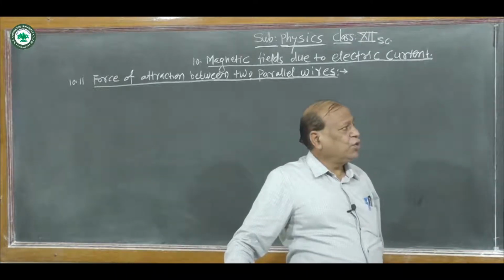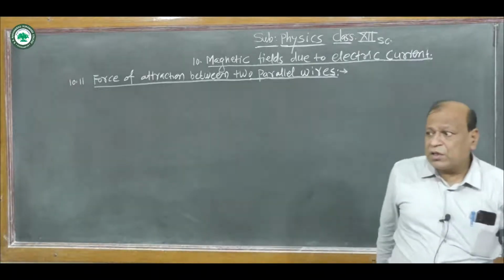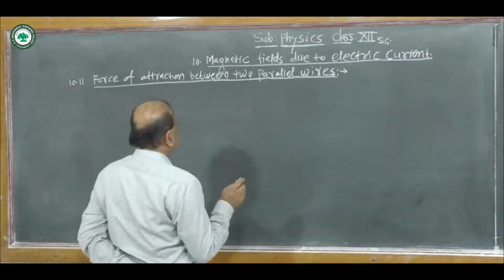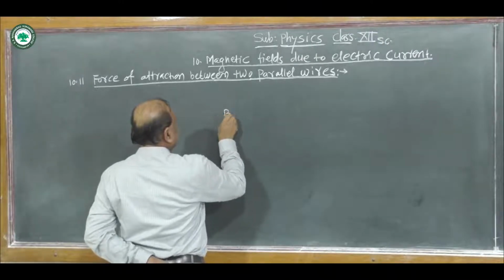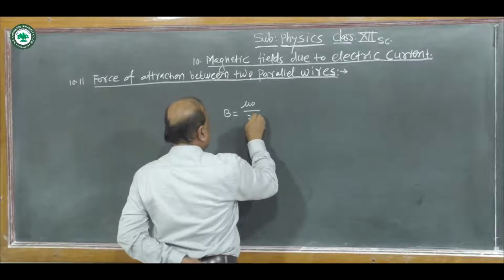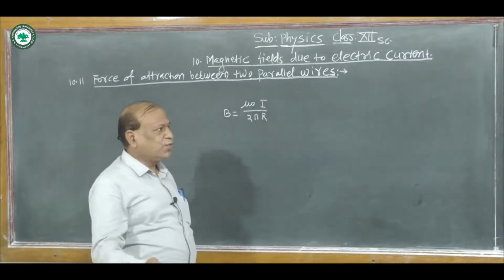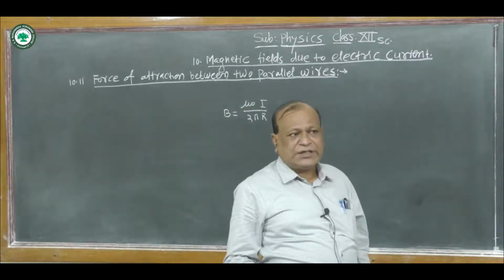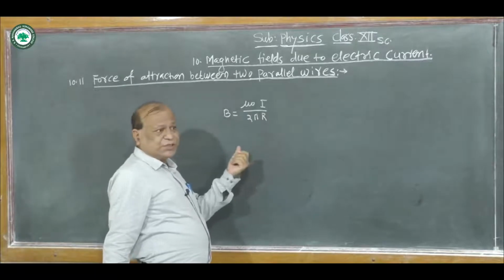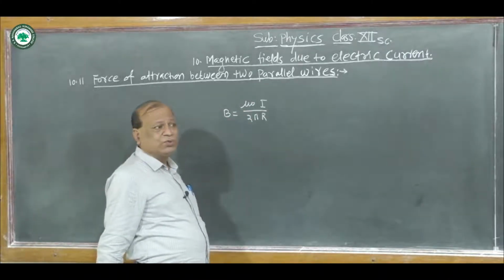In the previous lecture, we saw the magnetic field produced by current flowing through a straight conductor, and we already obtained that value of magnetic field as mu 0 upon 2 pi r into I. This is the magnetic field produced by current in a straight long conducting wire, where r is the perpendicular distance of a point from that long conducting wire, and I is the current flowing through it.